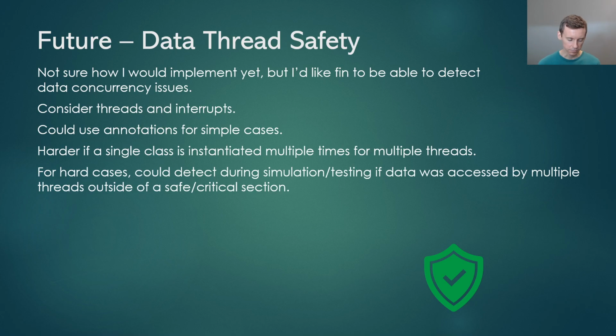I'm not sure how I want to solve that yet, but I do know that I eventually want to solve that. So in this harder case, one thing we could do, which isn't totally perfect, but gets us some level of protection, is that during simulation and testing, Fin can keep track of data and which threads it was accessed by. So if a block of data is accessed by multiple threads within that simulation, and Fin knows that it wasn't in a safe or critical section, it can throw an exception and say, hey, this code was hit by multiple threads. You should do some sort of safety mechanism here.